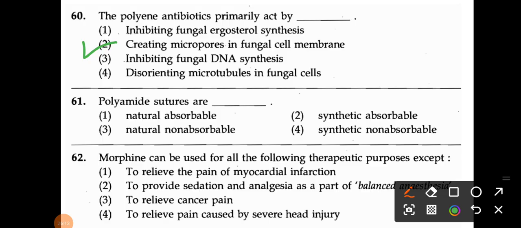Then 61, polyamide sutures are natural absorbable, synthetic absorbable, natural non-absorbable, synthetic non-absorbable. So what kind of sutures are polyamide sutures, right? So what is the correct answer here? That is the synthetic non-absorbable.